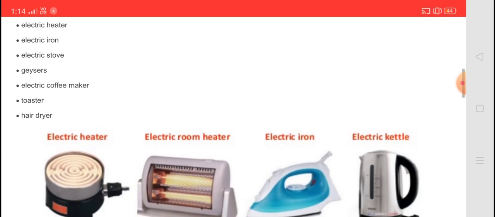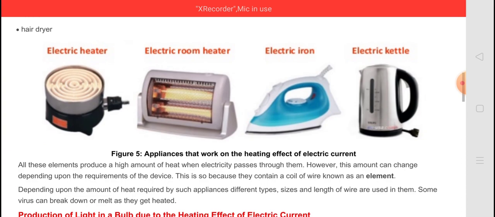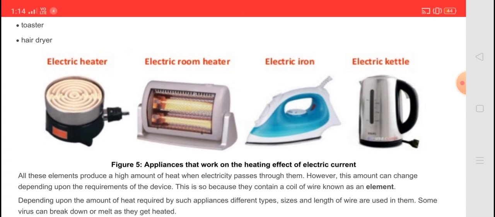You can see in this figure that different appliances are shown. Electric heating appliances such as the electric room heater, electric iron, electric heater and electric kettle work on the heating effect of electric current. All electric heating appliances contain coils of high resistance wire made up of nichrome alloy. The coil of high resistance wire present in an electric heating appliance is called the electric element, or heating element, of the appliance.